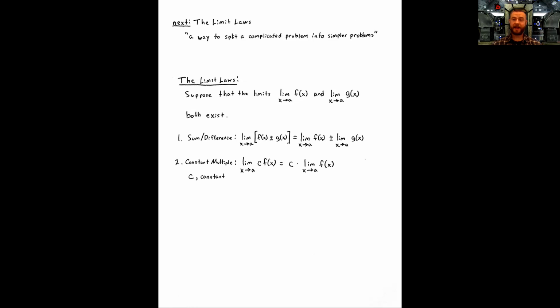All right, let's take a look at a second one. This is called the constant multiple rule or constant multiple law. Again, little c is denoting a constant. And it basically says if we have a function f of x and then multiply that function by a constant c, this limit law now allows us to take that constant c and multiply it to the limit of the function.